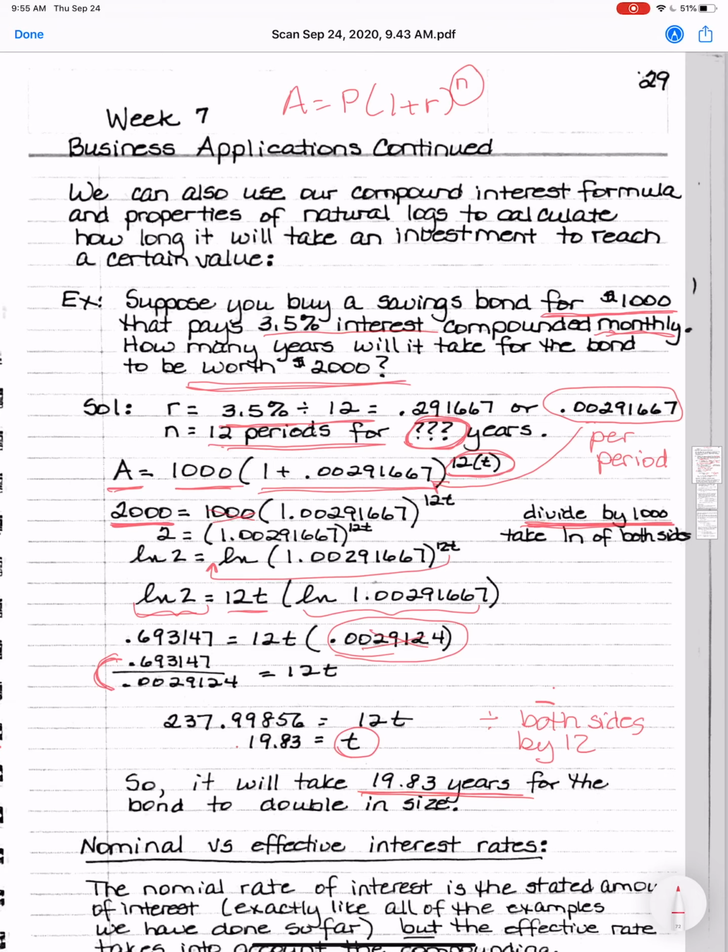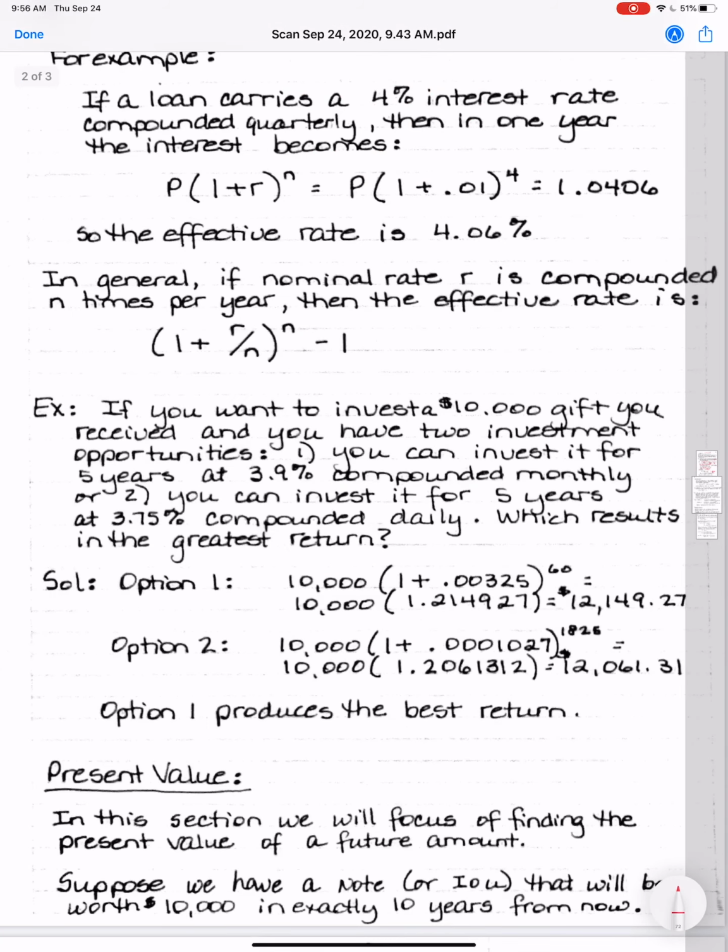There is also another concept that I want to introduce you to called nominal versus effective interest rates. The nominal rate is what you have been seeing us state in the problem so far. That's exactly the interest rate that we're going to use when we calculate our interest, either simple interest or compound interest. But the effective interest rate is exactly what the name implies. It is the amount of interest that is actually going to be accumulating in the account.